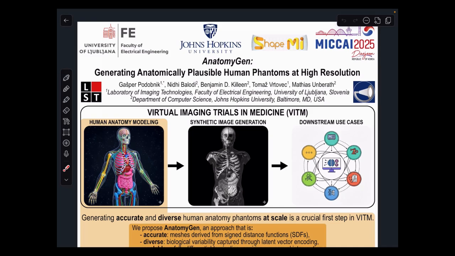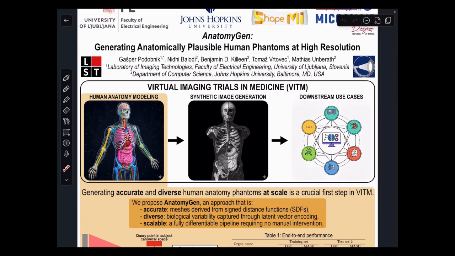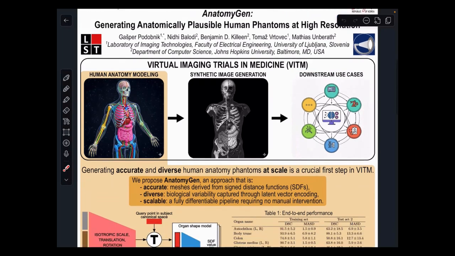So the motivation behind this work lies in virtual imaging trials in medicine, where you would usually start off with the human anatomy model, then proceed with synthetic image generation, and then you would have different downstream use cases. For example, you would use these synthetic images for augmenting your training set. The common denominator here is the need for accurate and diverse human anatomy phantoms that you need to create at scale, right, so that you get a large enough diversity.